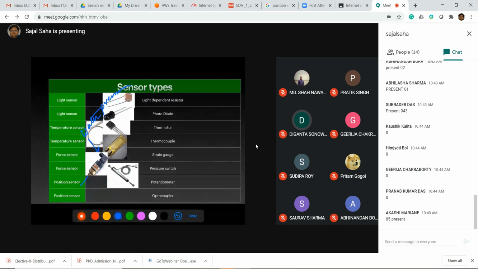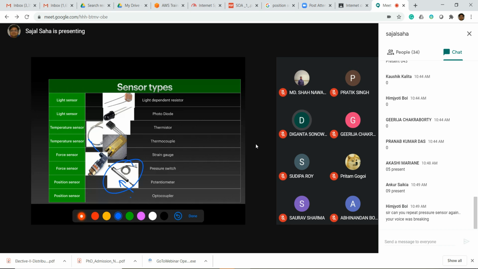Now similarly, for the position sensor, you have seen the potentiometer. In that case, it detects whether any object moves from its location to another location, and based on this a resistance is created, and in this way the potentiometer works. Another position sensor is the optocoupler. I will go through the details of the optocoupler and tell you later on, how this optocoupler also works.